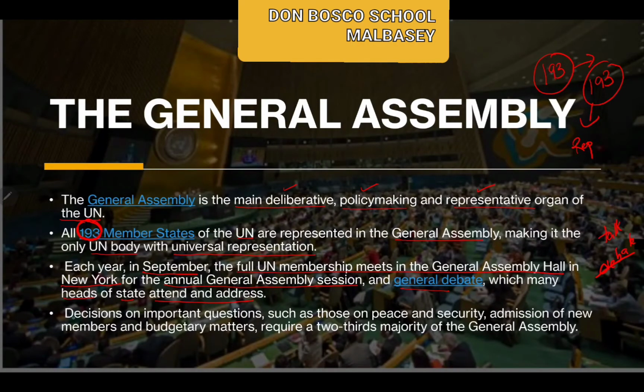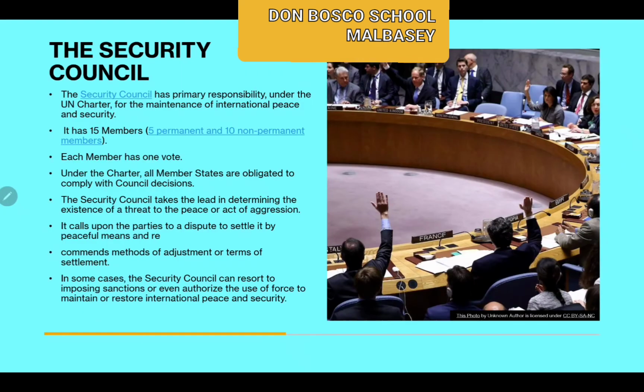At that meeting, decisions on important questions such as those on peace, security, admission of new members, and budgetary matters require a two-third majority of the General Assembly. So anything that is to be passed requires a two-third majority of the members, the total being 193. They take decisions about peace and security, which new country wants to be a member, and the financial matters, etc. So this is the General Assembly.